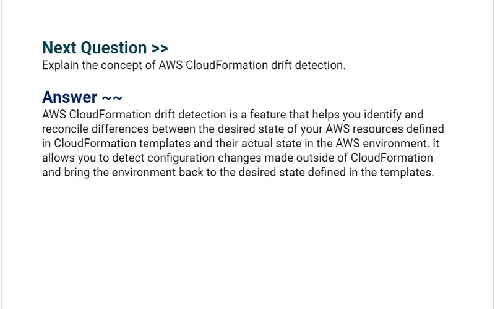Our next interview question is: explain the concept of AWS CloudFormation Drift Detection. Your answer should be: AWS CloudFormation Drift Detection is a feature that helps you identify and reconcile differences between the desired state of your AWS resources defined in CloudFormation templates and their actual state in the AWS environment. It allows you to detect configuration changes made outside of CloudFormation and bring the environment back to the desired state defined in the templates.